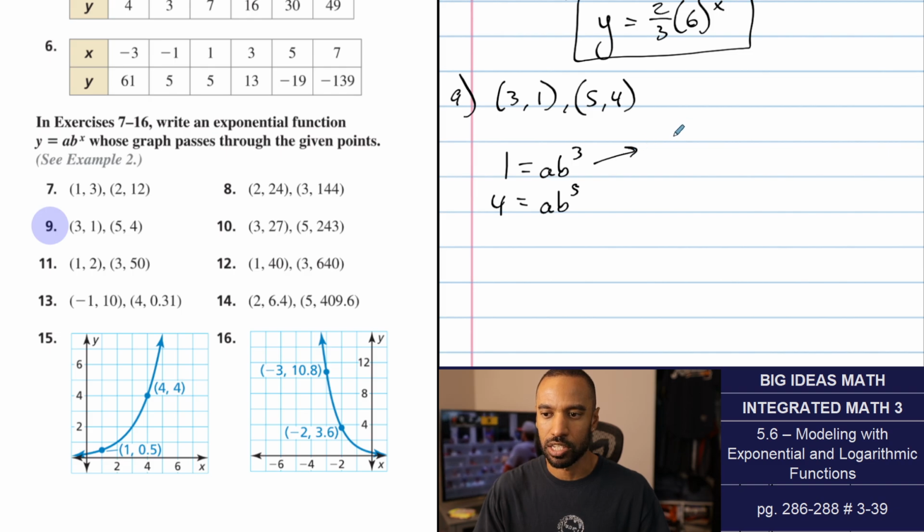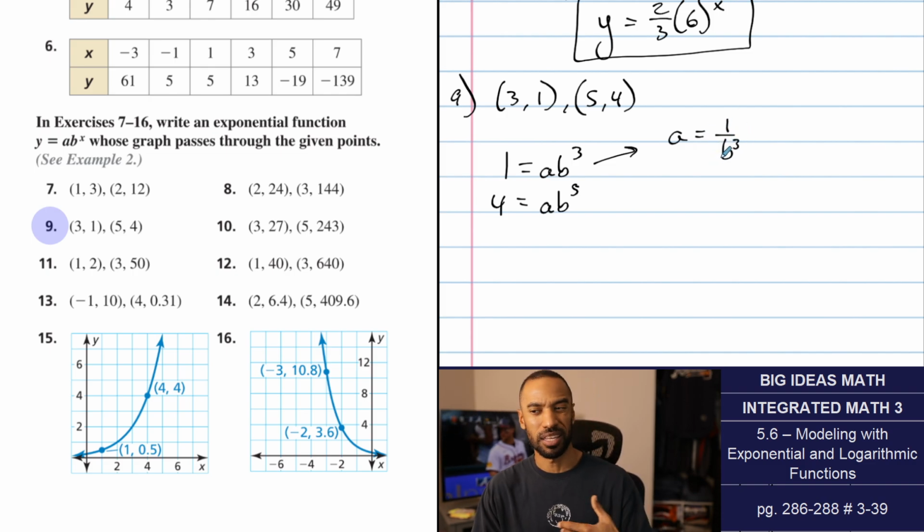I like this top one. So this is the one that, again, I'm going to go back to right here. A equals 1 over b cubed. I'm going to go back to this one. When I solve for b, let's say it's 2. I'm going to substitute, actually I think it is 2.